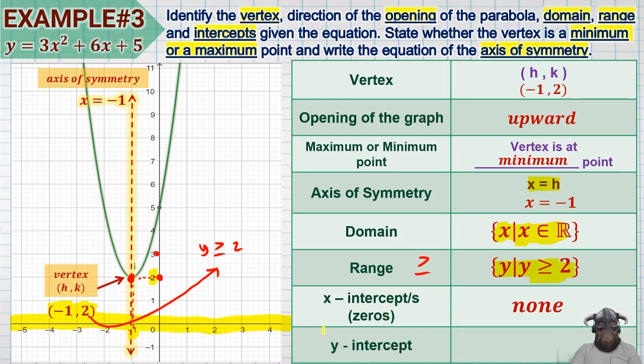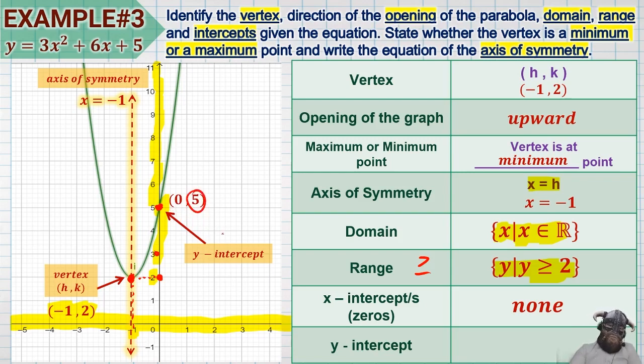And for the y-intercept, meron yung value, kasi tumama pa rin naman yung parabola natin dito sa may 5. Ito yung y-axis natin. Tumama siya dun sa 5. Therefore, this will be your y-intercept, and that will be having the coordinate 0, 5. We will just need the y value when x is equal to 0. Yun yung y-intercept natin. So, y-intercept will be 5.